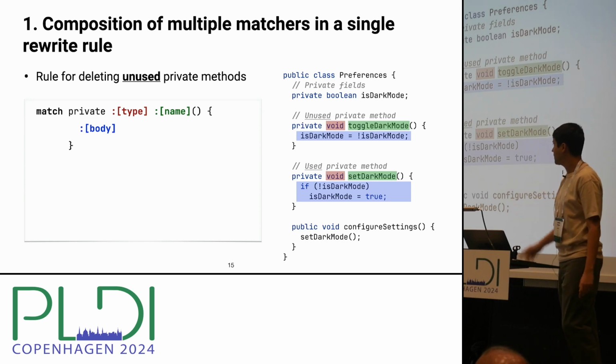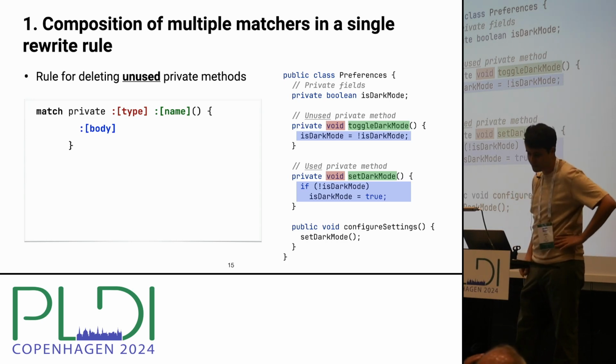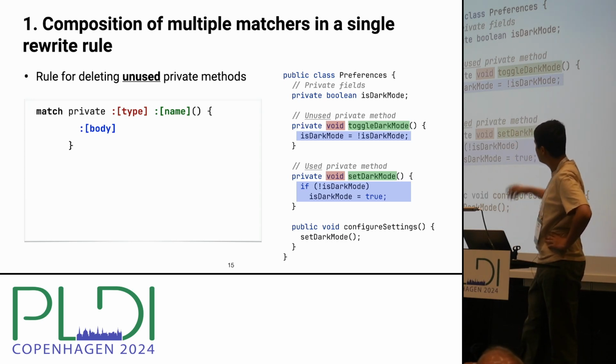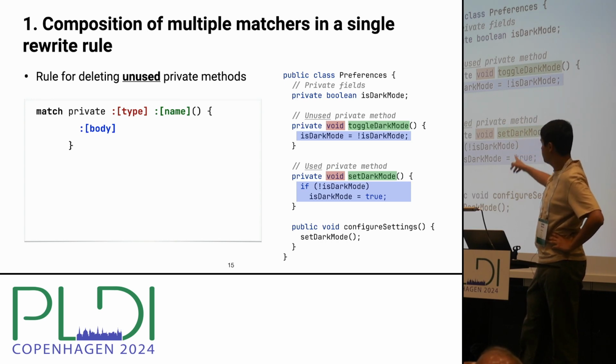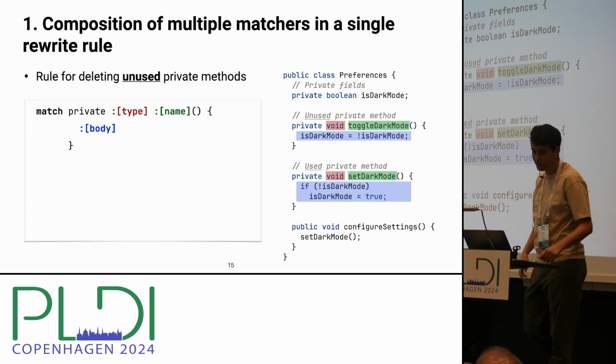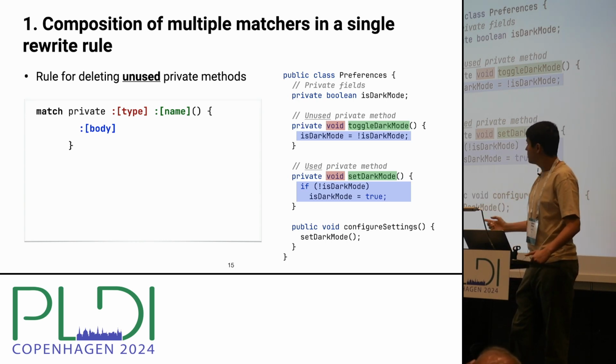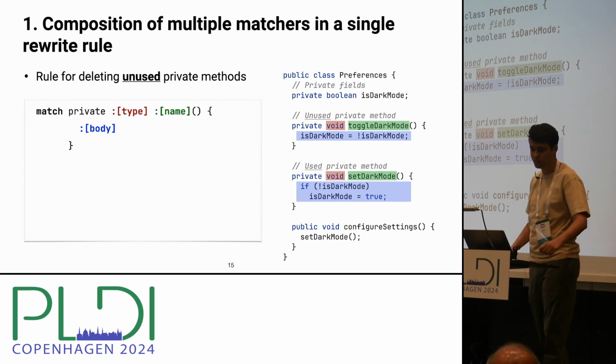If you write this matcher for this example, this is the code you're going to select. In this case, notice we are selecting the used and the unused private method. And this is something you can do with other languages, not necessarily Piranha. But what's interesting now is that the goal here is to select and delete just the unused private method.